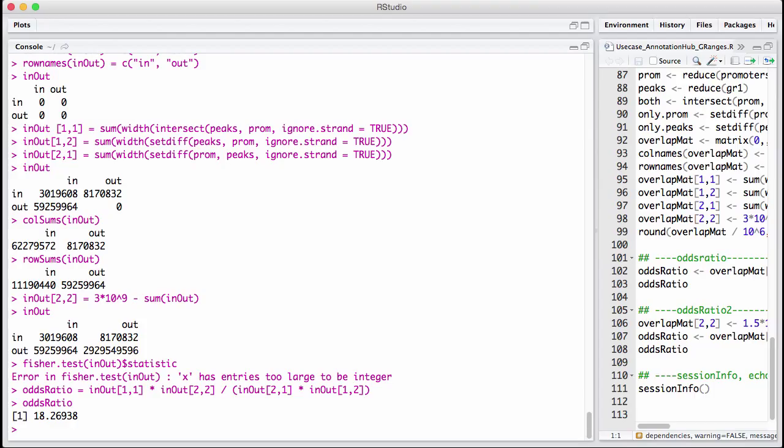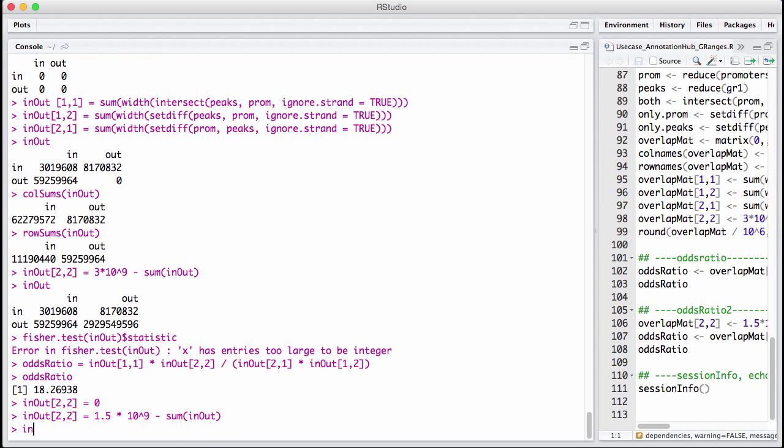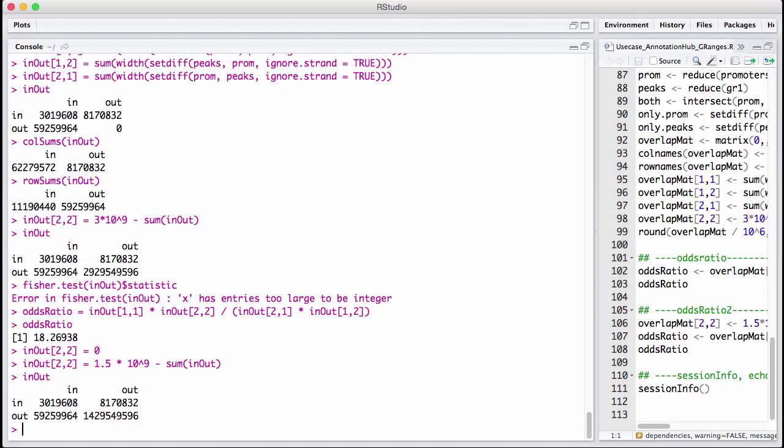We can do a sensitivity analysis and see how much this odds ratio changes if we dramatically change our assumptions. So let's say that only half the human genome is mappable. That's probably an underestimate. So let's set in-out 2,2 to be 0 first, and then we say in-out 2,2 is equal to 1.5 times 10 to the 9 minus the sum of in-out. Okay, now we're back, but we have a much smaller genome.